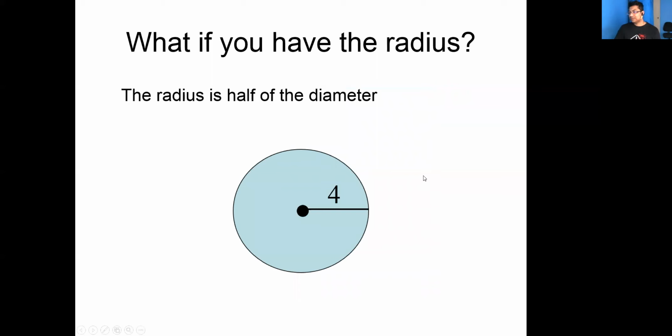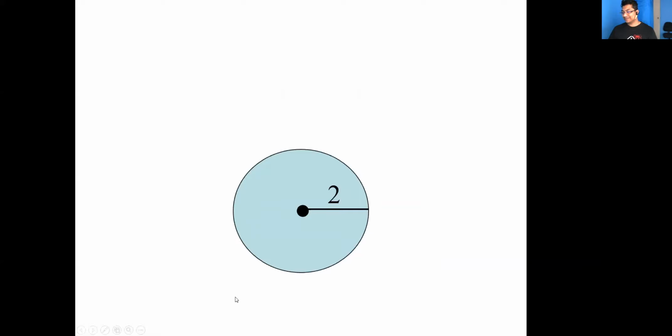Okay. So if the problem is given in terms of radius instead of diameter, how can we calculate the circumference? The circumference C equals pi d, and we know diameter equals 2 times radius. So it should be 4 times 2, so C will be 8 pi. Easy job. If it's 2, then it should be 4 pi. If 3, it should be 6 pi.